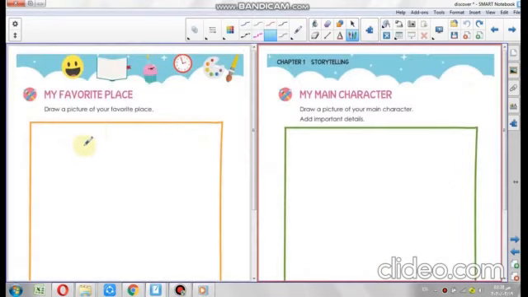Now we create our story. The first thing that we do is my favorite place. My favorite place is the setting of this story. I can choose any setting like garden, school, or street. The second page is my main character. I can choose any character, like people or any animals.